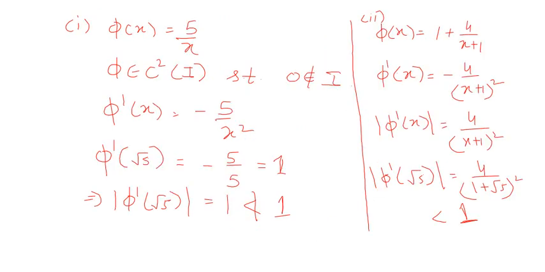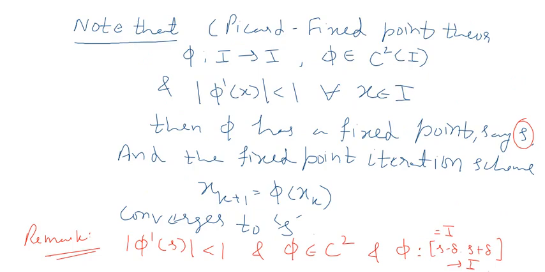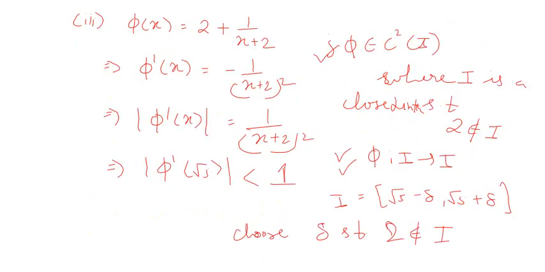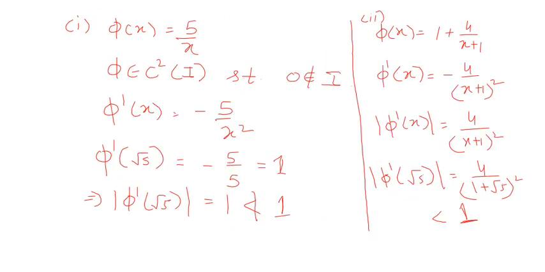For the second case, you are supposed to make sure, x plus 2, so minus 2 does not belong to I, right? So we have to correct it. Minus 2 does not belong to I. Okay, that is possible. In the previous case here, minus 1. So here you have to choose delta such that minus 1 does not belong to I.